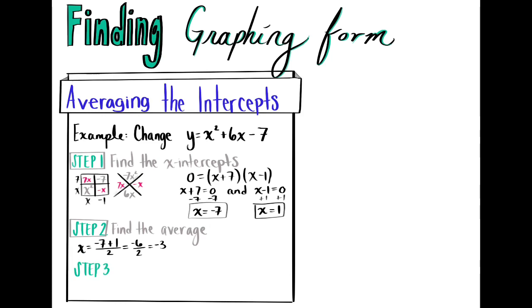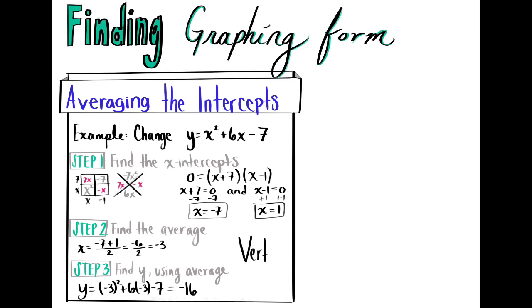So once you have what your x value is, you plug it back into your original equation to find your y. So you plug it in, you get negative 3 squared plus 6 times negative 3 minus 7, and that gives you negative 16. So the vertex is negative 3, negative 16. So that's your h and that's your k.